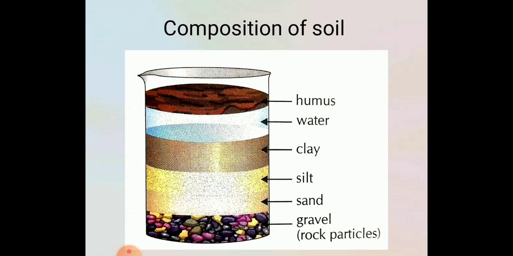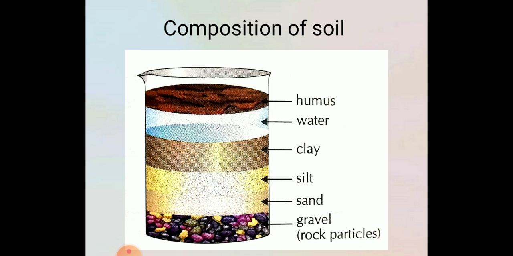Now we look at the composition of soil. Soil is composed of different layers. To understand this, we can perform an activity. Let's take a handful of soil and keep it in a beaker filled with 3/4 of water and allow it to settle without disturbing it. After a few hours, you can easily identify different layers of soil in that beaker.